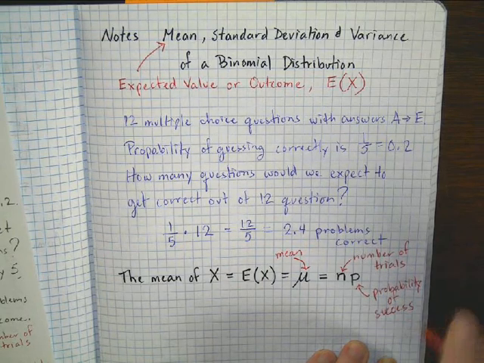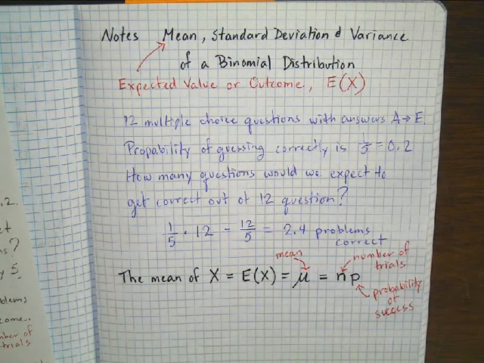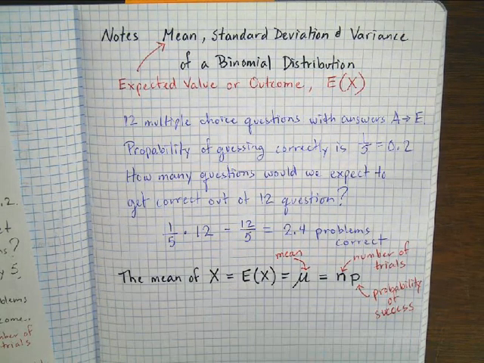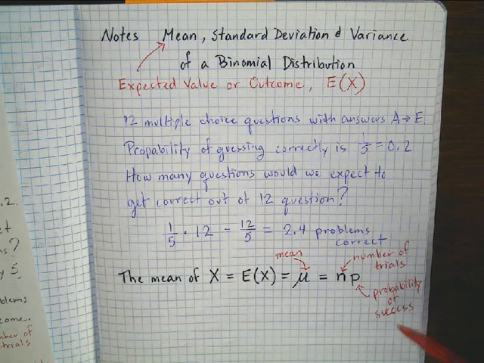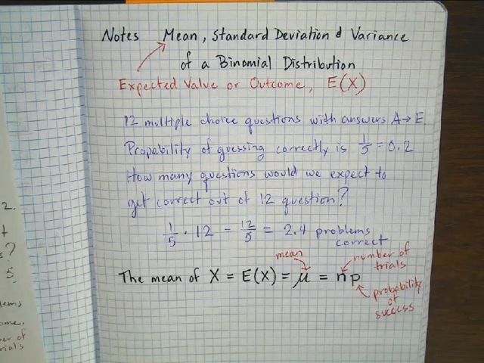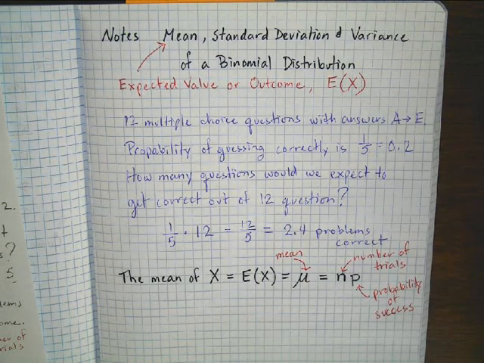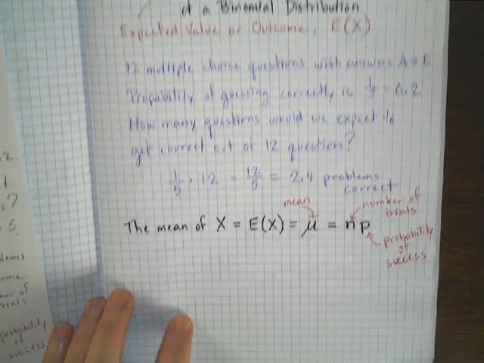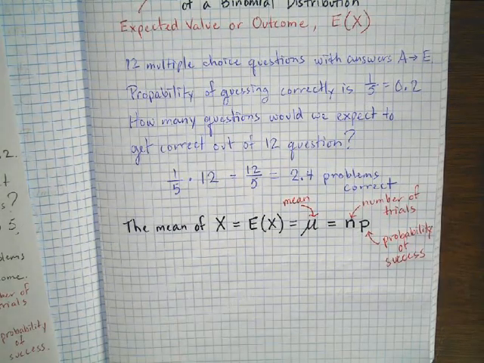We call it success, but it could be a bad thing. It doesn't imply that it's something great. It's just what we're looking to have happen. Okay, so if we can find the mean, shouldn't we also be able to find some other statistical information? Yes, if we can find the mean, things associated with the mean are standard deviation and variance. So we can also find the standard deviation.